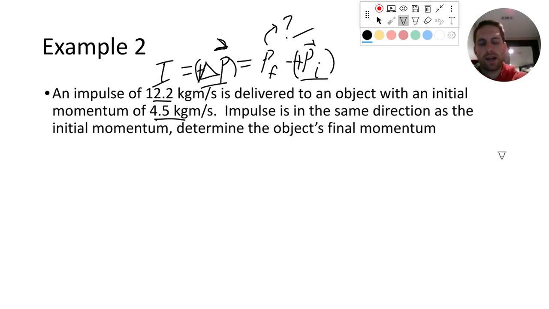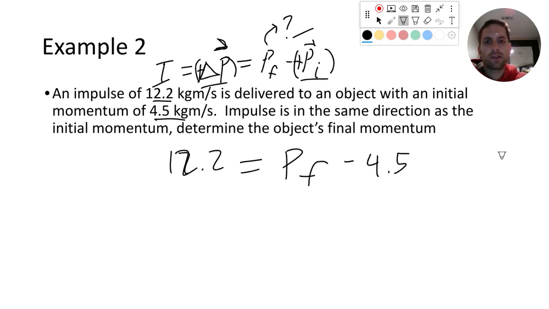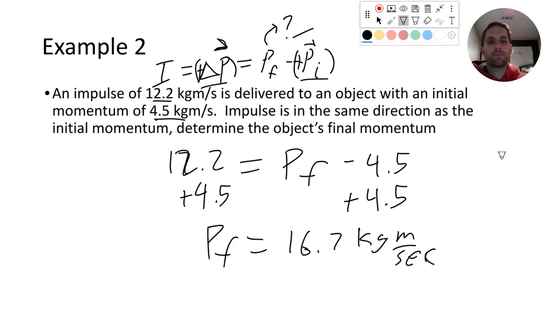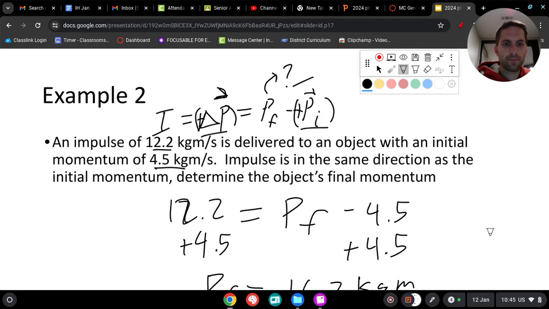And now we can just put our values in. So 12.2 is our first value. That equals P final minus 4.5, our second value. Add 4.5 to both sides. P final equals 16.7. And this is a momentum, so kilograms meters per second. And that's it for this section.